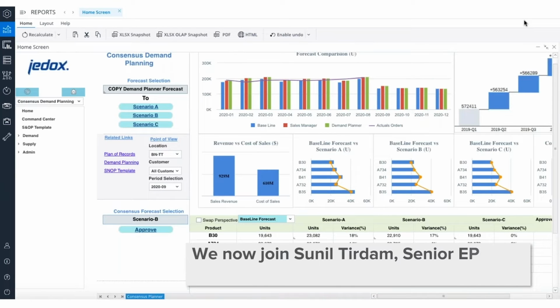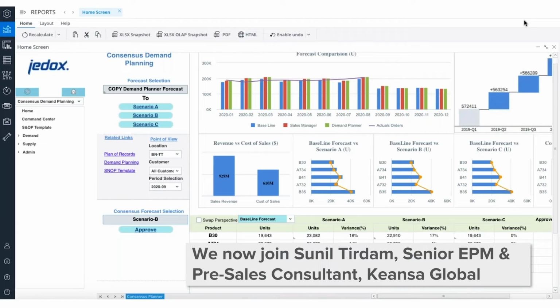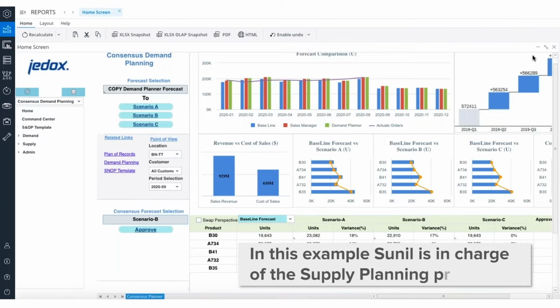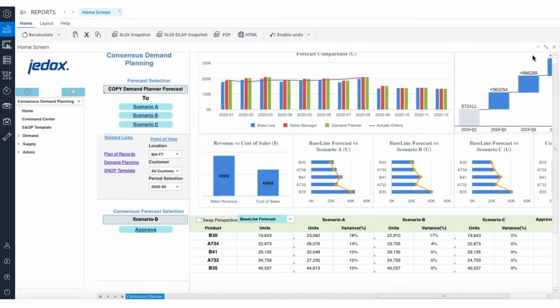I am a pre-sales consultant and a senior enterprise performance consultant, and I work with Keansa Solutions. Today I'll be working the role of a supply planner. The role of the supply planner is to make sure that his resources are busy at all times, and he'll make sure that the supply is level loaded, and he'll keep the inventory optimal. He'll also make sure the customer service levels are set and maintained at all times.